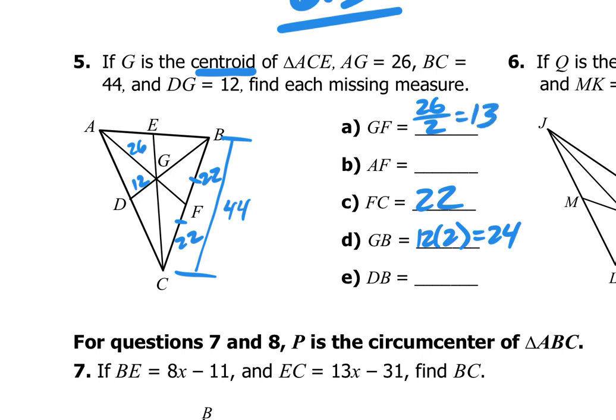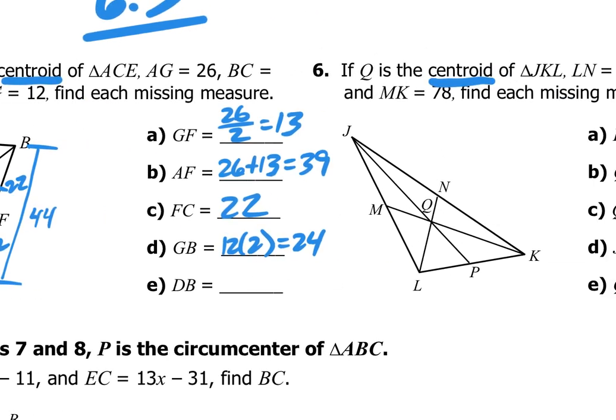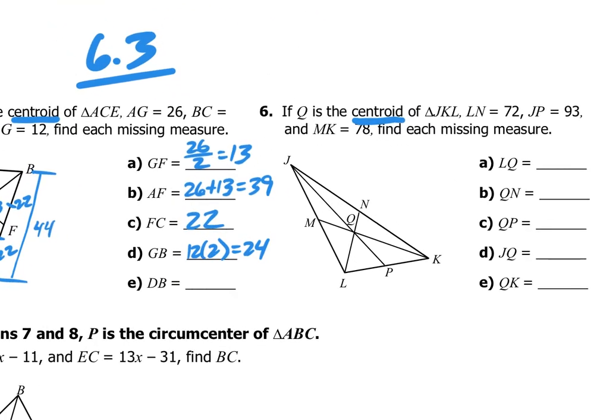If I wanted to find AF, is this whole thing, right? So we just keep working through it. If I know this is 26 and I know this is 13, then what would I need to do to find this whole thing? Just add them up. 26 plus 13 is 39. Okay, so that's kind of what you're going through there. You got another centroid problem there as well.